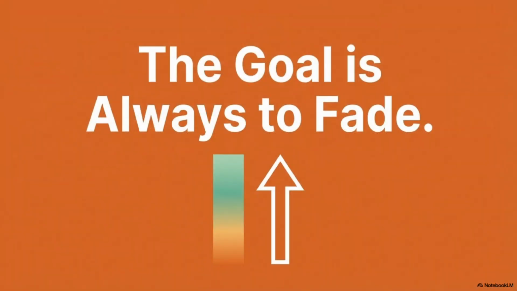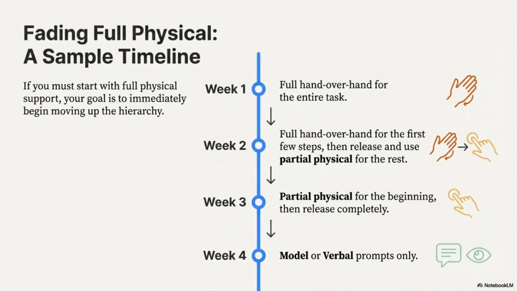How to fade full physical? If you start with full physical, your goal is to immediately start fading. Week 1: full hand over hand for the entire task. Week 2: full hand over hand for the first few steps, then release and use partial physical for the rest. Week 3: partial physical for the beginning, then release. Week 4: model or verbal prompts only. You're always moving up the hierarchy toward less intrusive support.